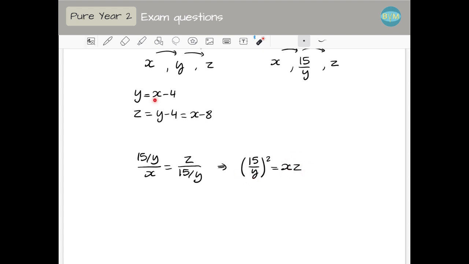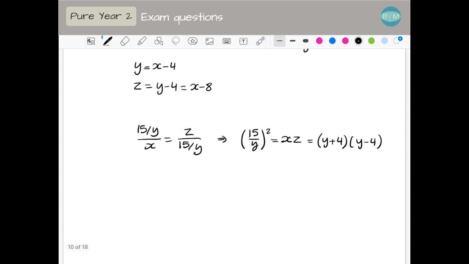So x is going to be y plus 4, and z is going to be y minus 4. So 15 over y squared is going to be (y plus 4)(y minus 4), and we can square it already. So 15 squared is 225 divided by y squared is going to be, this is a difference of two squares, y squared minus 4 squared. So y squared minus 16. And when I multiply everything by y squared, I have 225 is y to the power 4 minus 16y squared, which is the equation that we were looking for. Just reorganizing.